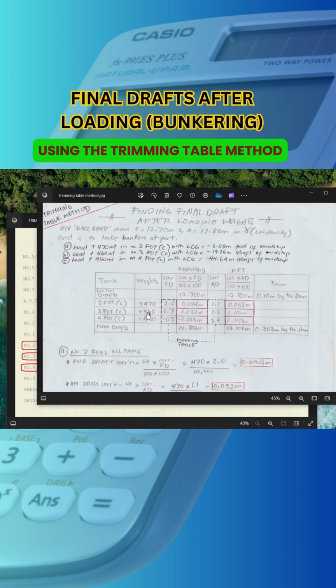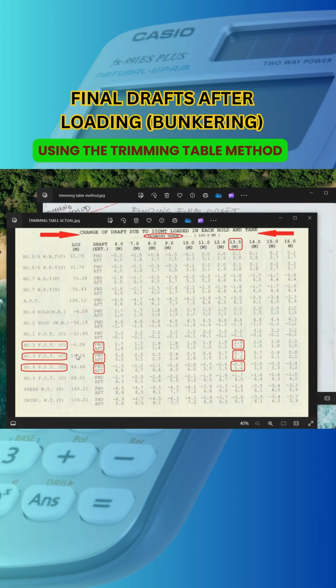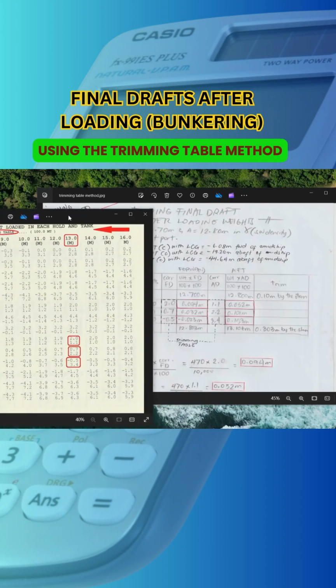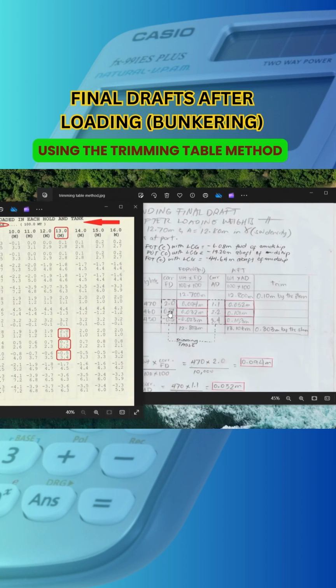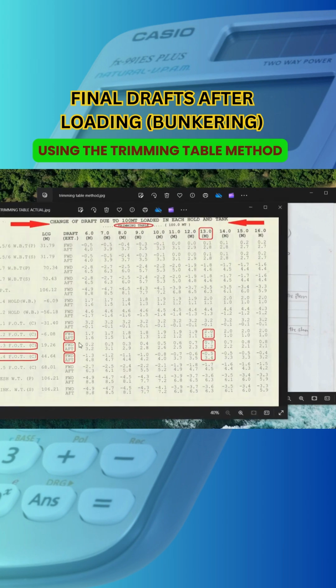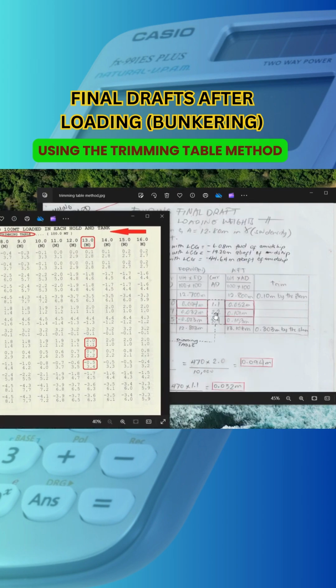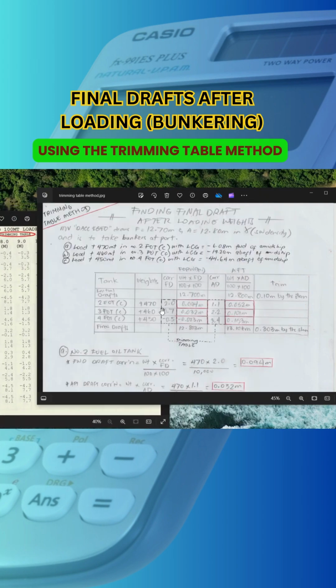And same goes with number 3 fuel oil tank, plus 460. Where did I get this 0.7? Let's go back here on the trimming table again. Number 3 fuel oil tank, forward drafts at 13 meters almost, 12.8, 0.7. As you can see here, 0.7. And for the aft, number 3 fuel oil tank, we have 2.2. You can see here, 2.2, for the number 3 fuel oil tank.